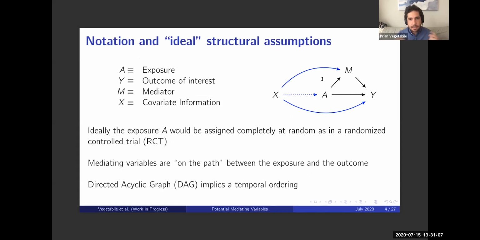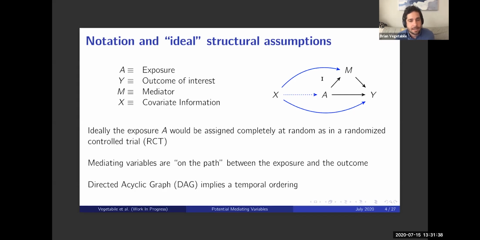To set up in my talk, this is the notation and some ideal structural assumptions. So A is going to be an exposure throughout this, Y is our outcome of interest, M is the mediator, and X is the covariate information. Ideally, the exposure A would have been assigned completely at random. That's the dotted line in the figure, as in a randomized control trial, but there may be paths from the covariates through the mediator and to the outcome. The mediating variables are quote unquote on the path between the exposure and the outcome. So A affects M, which affects Y.